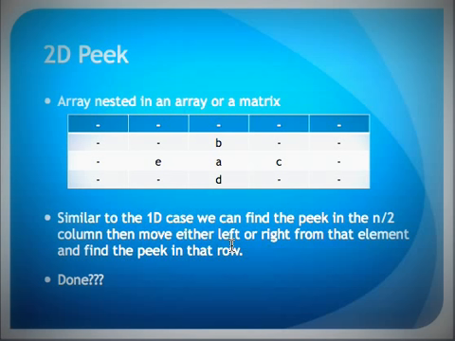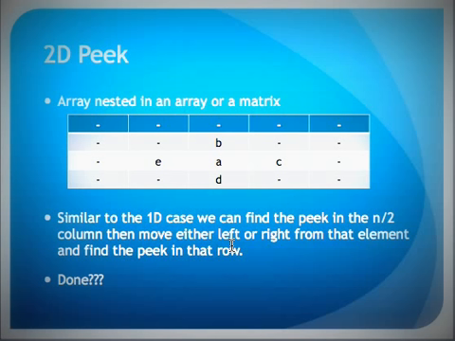Now say you wanted to find a peak, a peak being, if A was to be a peak, it had to be greater than or equal to B, C, D, and E. Every surrounding neighbor, it must be greater than or equal to, right? So now that we have that definition, let's think about how we would solve this.